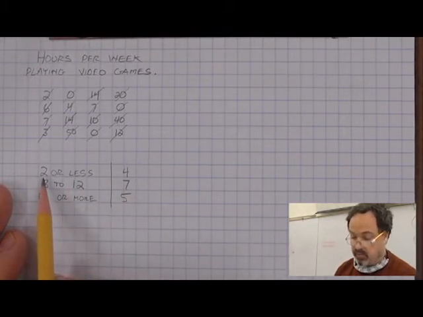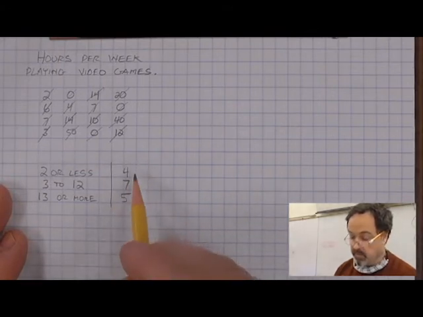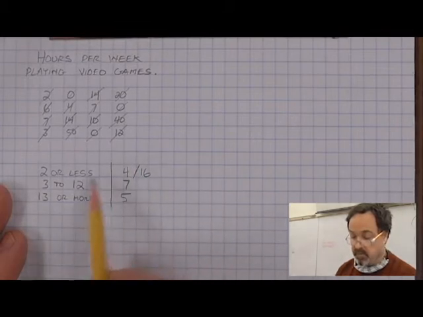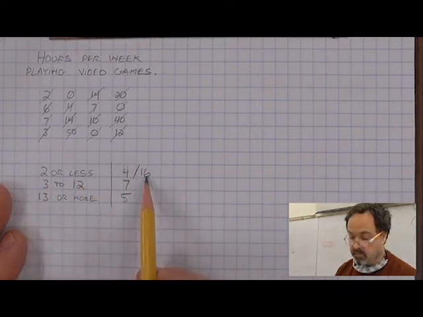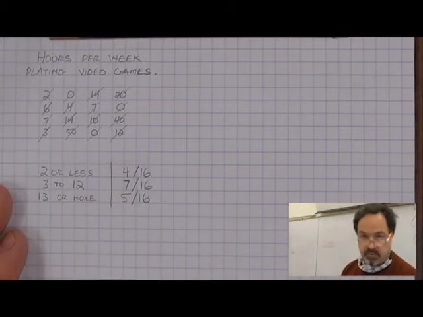In the category of 2 or less, we had 4 people, but 4 out of how many people? We can write that as a fraction, 4 over 16. 4 people responded with 2 or less out of a total of 16. And all of these responses are out of a total of 16. I can think of each one as a fraction out of 16.